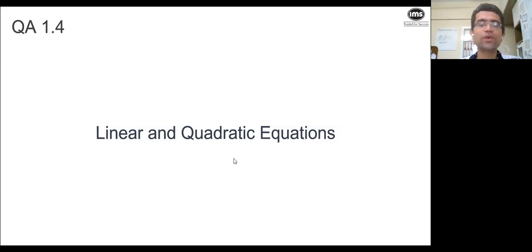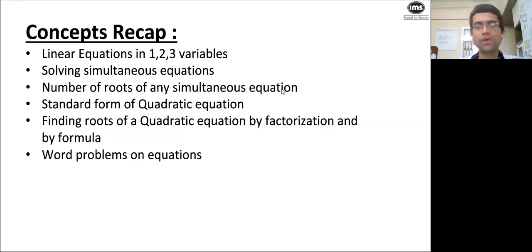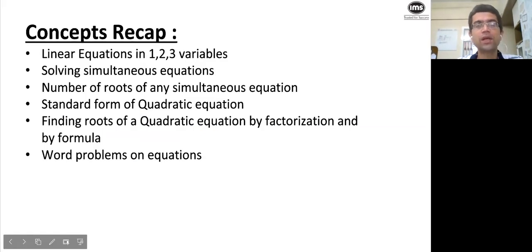Linear and quadratic equations. Hope you have gone through the pre-class videos of QA 1.4 as I had posted on the group also, the Telegram group. It will be of immense use. Which concepts are we going to study today? Linear equations in 1 to 3 variables, solving simultaneous equations, number of roots of simultaneous equations, standard form of quadratic equation, finding roots of quadratic equation, and word problems. Okay, so this is what we are going to cover today.